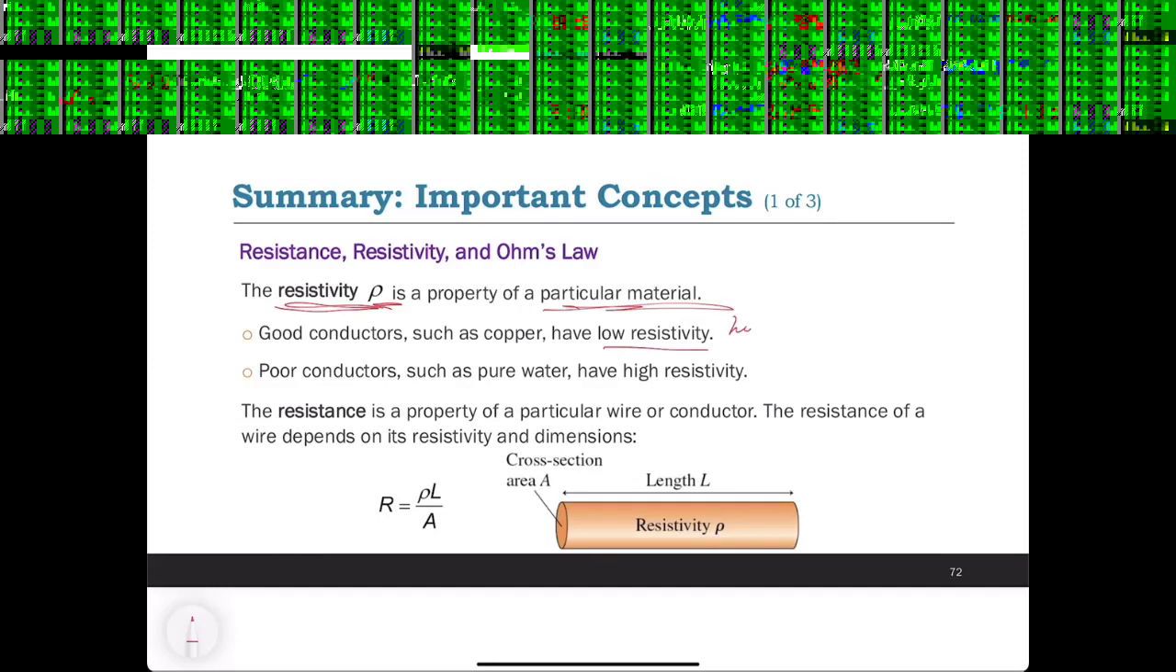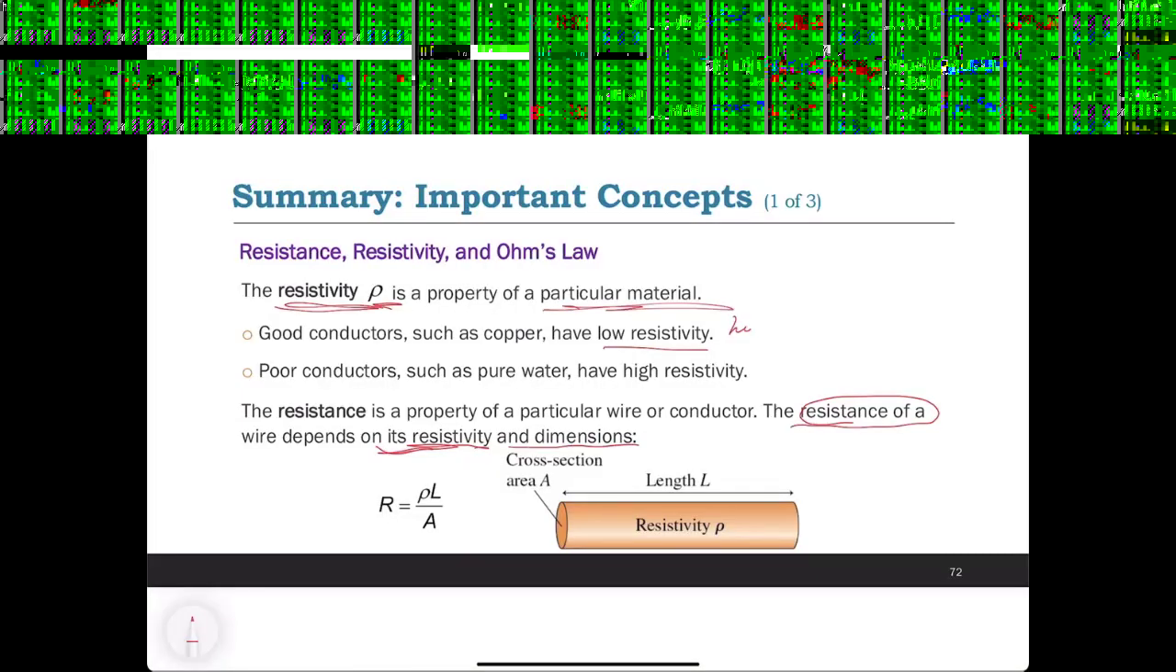The resistance is a property of a particular wire or conductor. The resistance of a wire depends on its resistivity and dimensions. This is the resistivity, this is the length, and this is the cross-section area. These three things determine the resistance for one material.